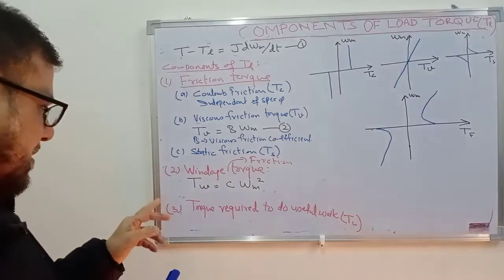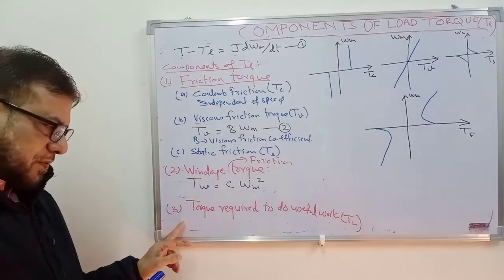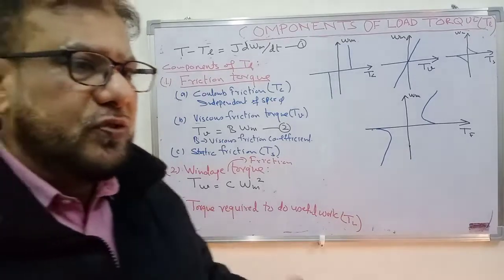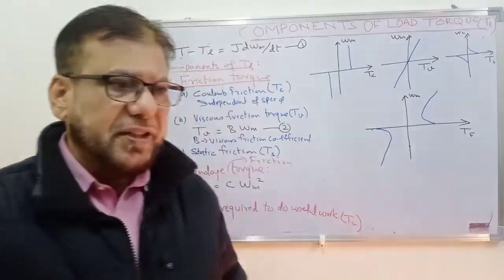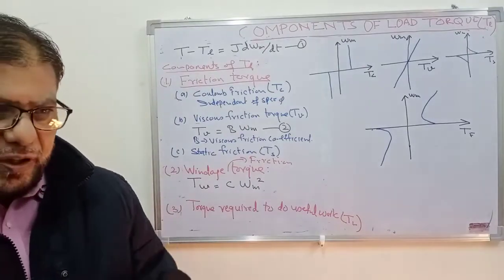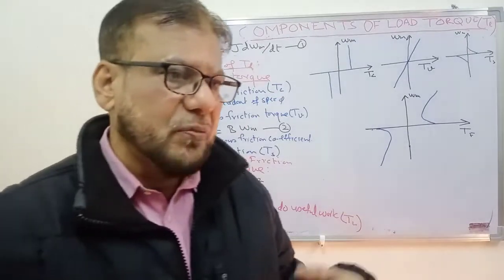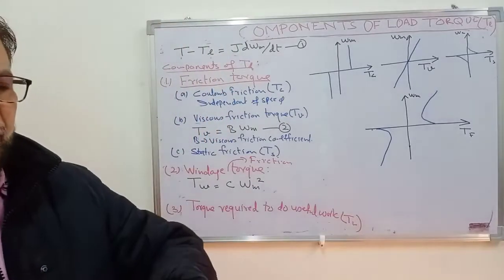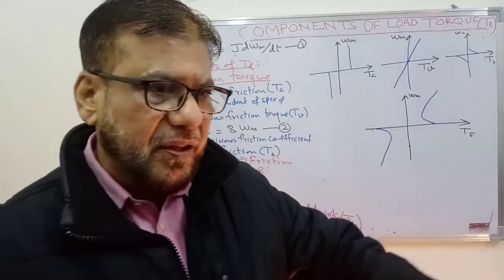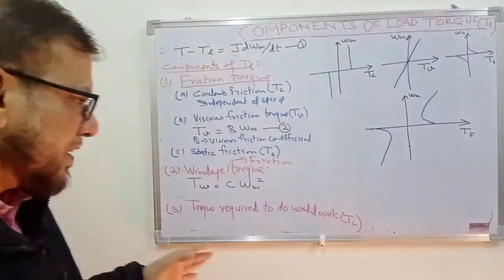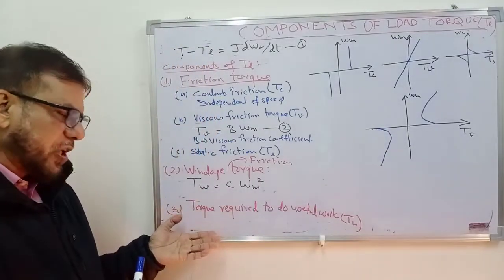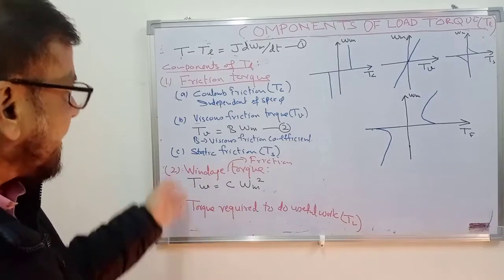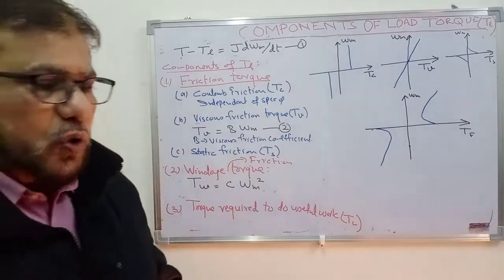The third component is the torque required to do the useful work. The motor is employed to move some certain things. It has to move some trolley, it has to move some train, it has to move certain pump, it has to move or blow certain amount of air. So these are the torques that will be required to do the useful work. So these are the various components of the load torque.